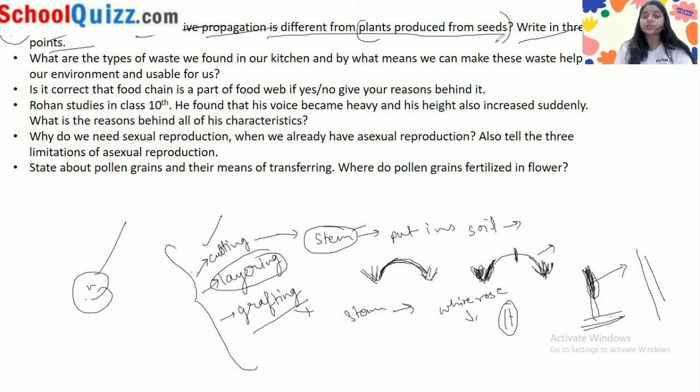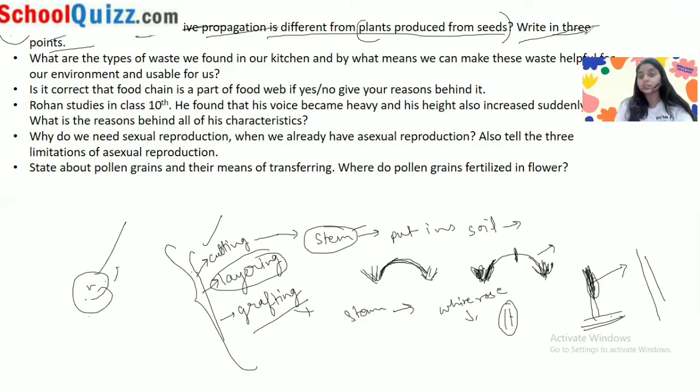So you have to tell them the difference between the plants produced from seeds and the plants raised by vegetative propagation. You have to tell them the difference and the importance, in 3 points. The question strictly says that you have to write it in 3 points. There is no other point than the 3 points. So let's see how we can answer this question.